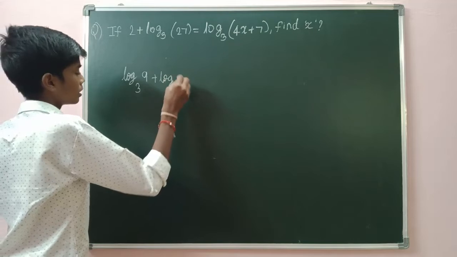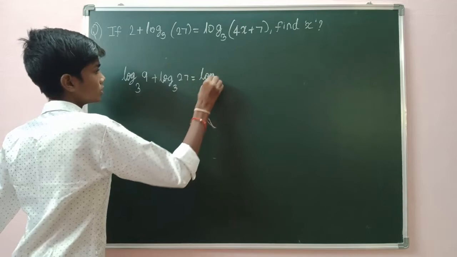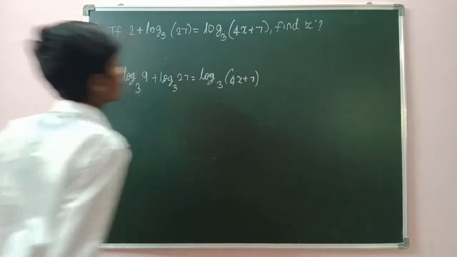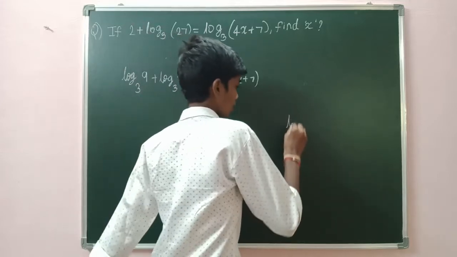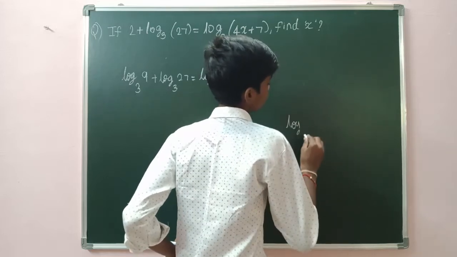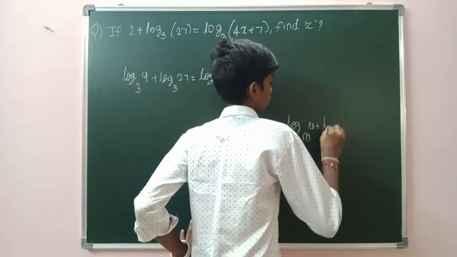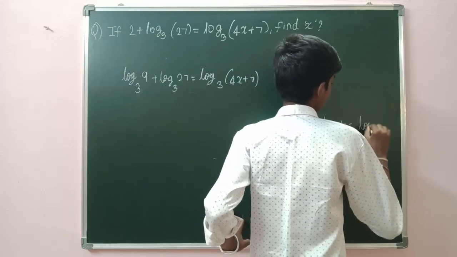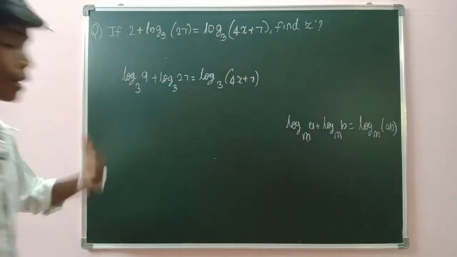Then the term that is left is plus log to the base 3 of 27, and that is equal to log to the base 3 of 4x plus 7. So now, after this, what you are going to do is again very simple. You are supposed to use the log properties. So I will write the property here: log to the base m of a plus log to the base m of b can be written with the same base as log to the base m of a times b. That's a usual kind of property.